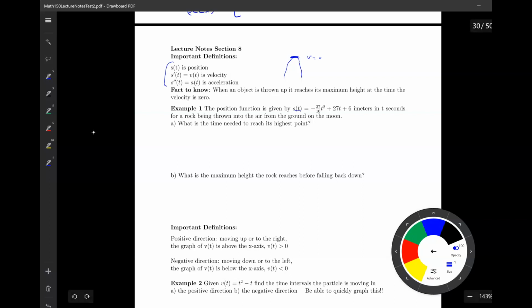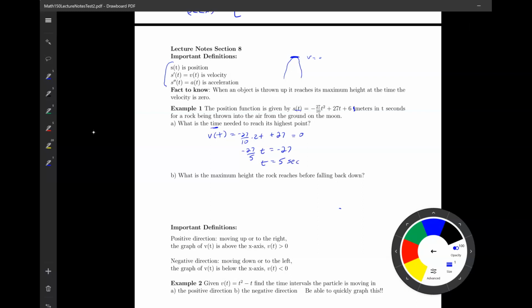All right, so here's the position function, in meters. If it's being thrown up from the ground on the moon, what's the time needed to reach the maximum? That is an application right there of us setting the derivative equal to 0. So I'll get negative 27 over 10 times 2t plus 27. I'll set that equal to 0. So it'll give me negative 27 over 5 t equals negative 27. So t will equal 5. So that's the time it takes to reach the maximum height, 5 seconds.